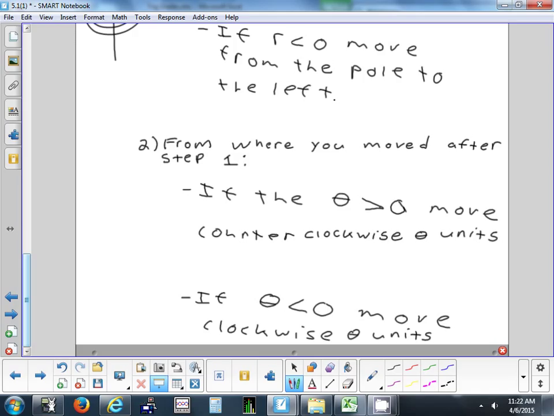Okay, so any question on which direction R tells you to move in, or theta? It's important that when you start moving theta, it's from where you ended up in step 1, just like when you graph XY coordinates. You go 2 units right, and then from that point, 3 units up. Okay? So 2 units right, and then from where you moved from the X value, up 3. Same idea.